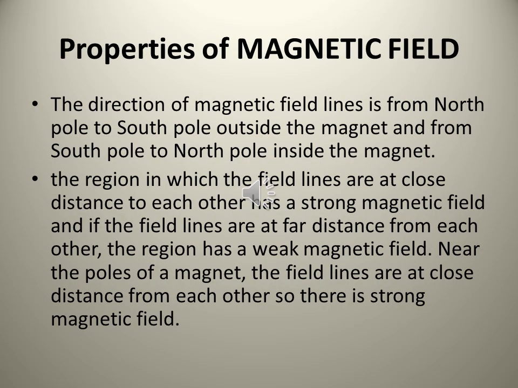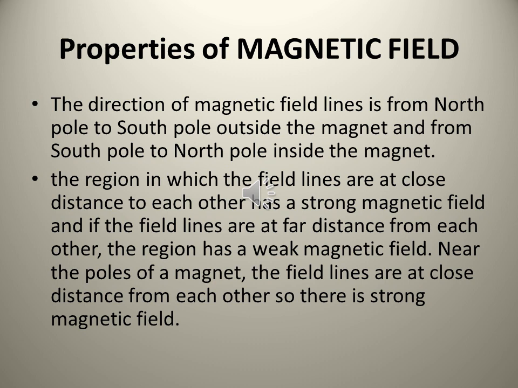Next comes the properties of magnetic field. The direction of magnetic field lines is from north pole to south pole outside the magnet and from south pole to north pole inside the magnet. The second property is that the region in which field lines are at close distance to each other has strong magnetic field, and if field lines are at far distance from each other, the region has weak magnetic field.